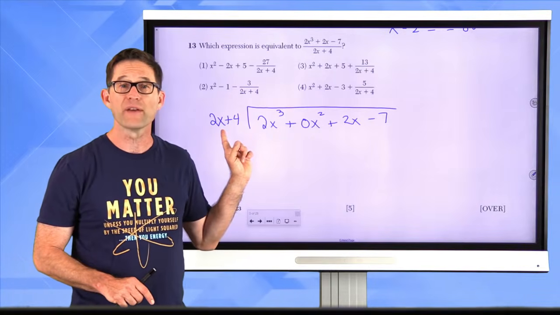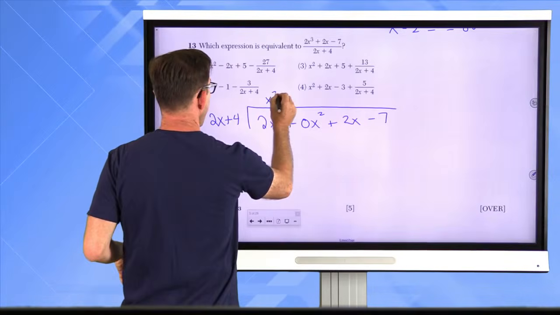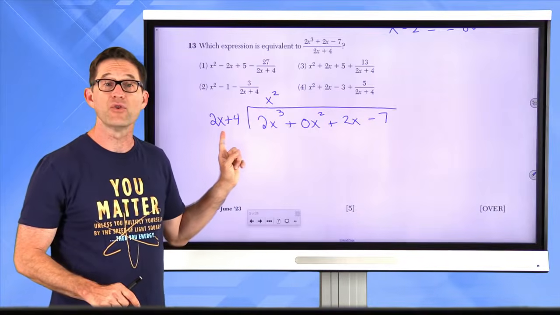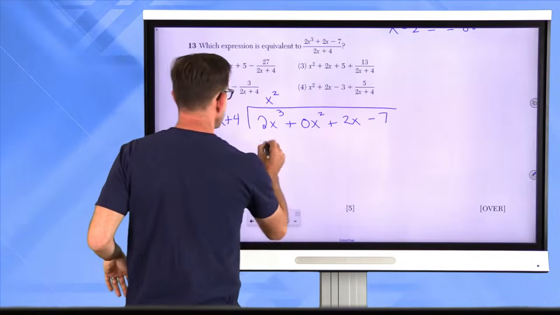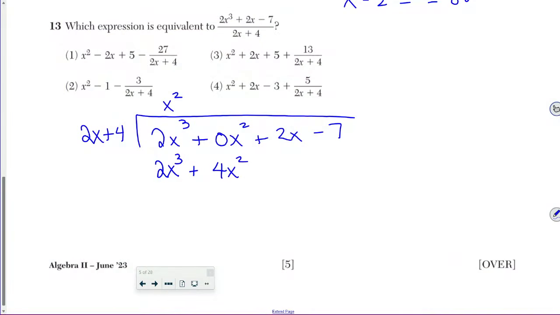I'm going to look at that 2x and that 2x cubed, and I'm going to say to myself, what do I have to multiply 2x by to get 2x cubed? And that's going to be x squared. Now, I'm going to put that x squared right there, and then I'm going to multiply x squared by 2x plus 4, and I'm going to get 2x cubed plus 4x squared.